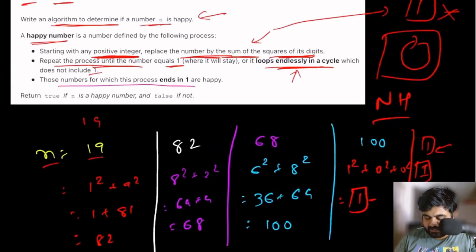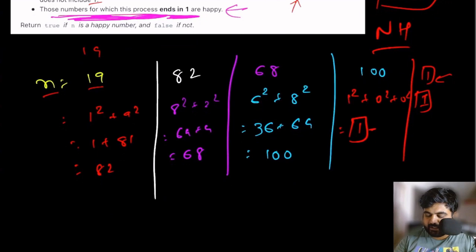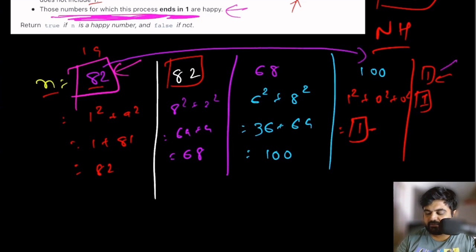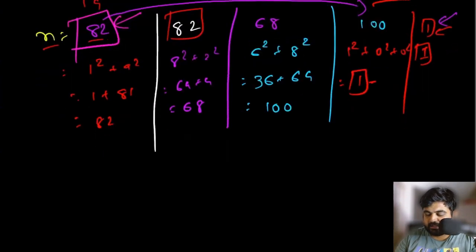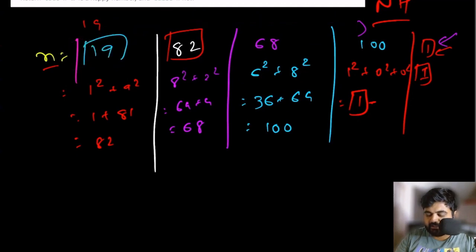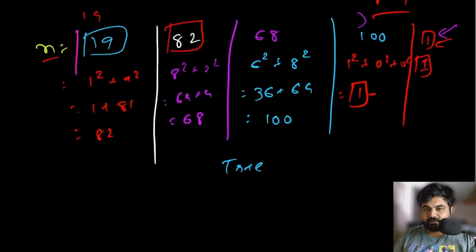The last condition defines that those numbers for which the process ends in 1 are happy, which means we can determine that 19 is happy. In the same way we can determine that 82 is also happy, because if we are given 82 as the input, we would repeat the same process, it would lead us to 1, and that is going to be the answer. Our original input was 19, and 19 is a happy number, so we can return true in this case. This is the whole method and the whole procedure. Now you know that for this scenario the value is true.